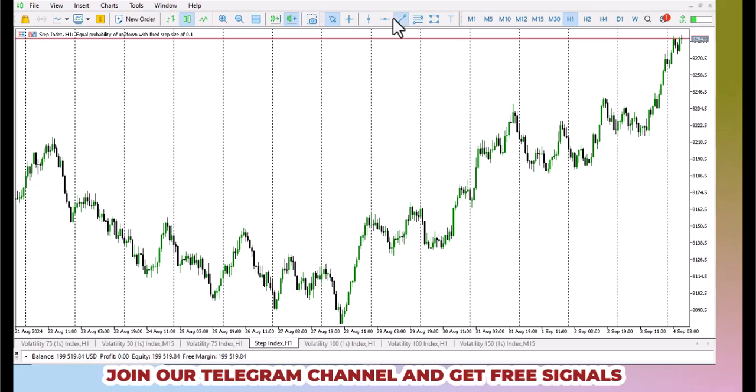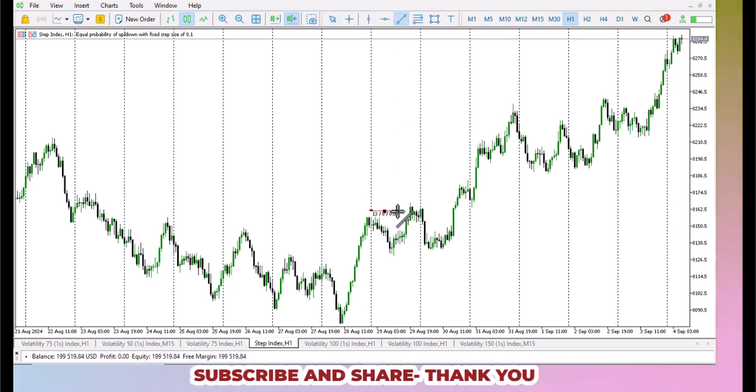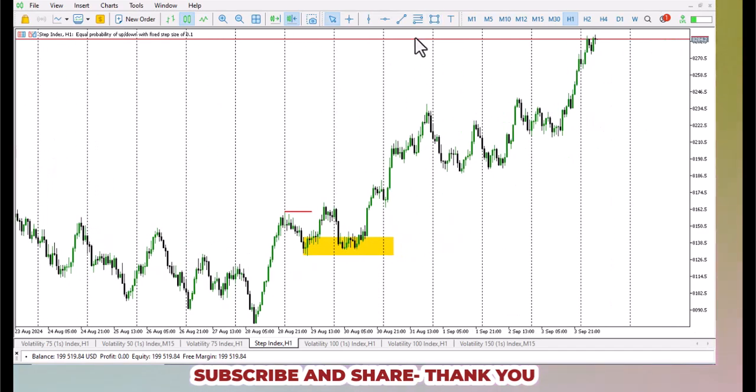Let's look at this. This is the step index, and we have a break here. And after that break, what do we have? We have this particular zone there, and after that, what do we have again? We have a break there, and we have this particular zone that price can retest with the inefficiency. So this is how you are doing.